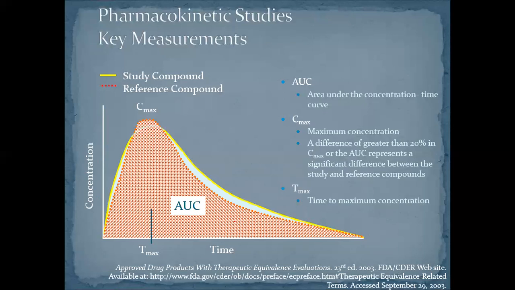Talking about this particular graph, a concentration time graph, where we are talking about a study compound and a reference compound. AUC is the area under the curve, Cmax is the maximum concentration, and a difference that is greater than 20% in Cmax or AUC represents a significant difference between the study and reference compound. Tmax is the time to maximum concentration.